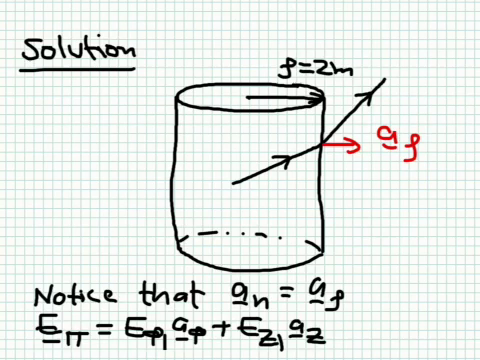So it's very important for you to determine what you mean by a tangential component and what you mean by a normal component. It's all related to the normal to the surface. The surface here is a cylinder, then the normal to the surface is a rho, the tangential components to the surface are a phi and az, while the normal component to the surface is the E rho component.